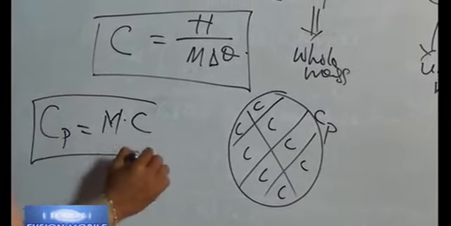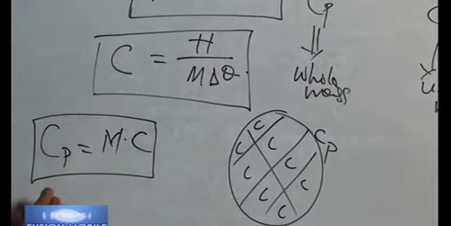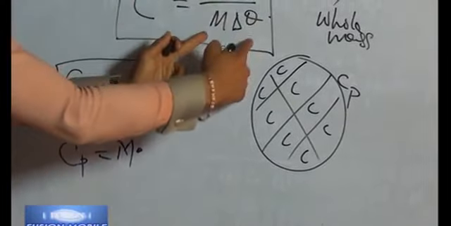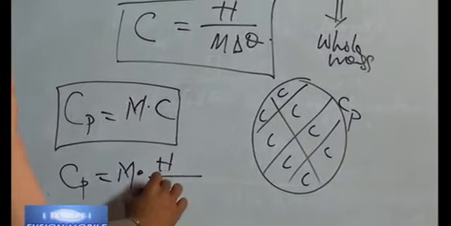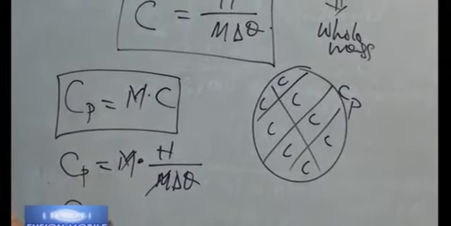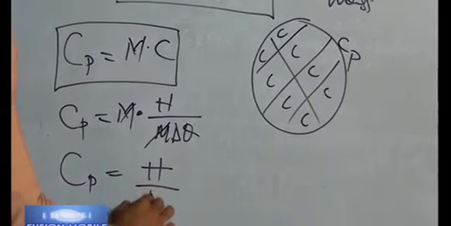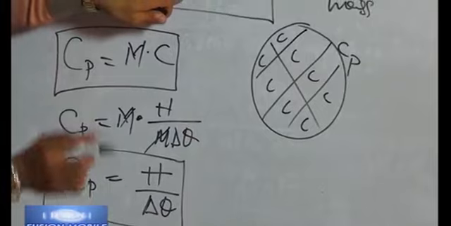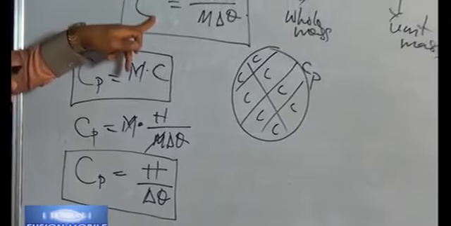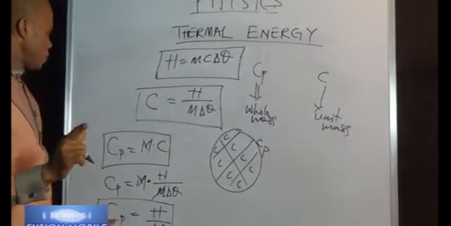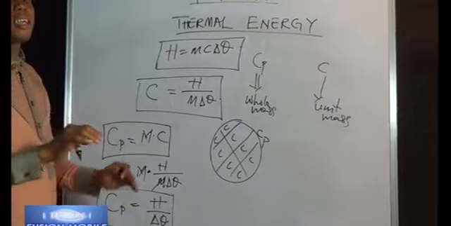Relating this formula to the previous one, we say that Cp is equal to m times C, and remember C is the whole of this. I can bring it down and say H all over m delta theta. The m will cancel with m. That means that Cp is equal to H all over delta theta. And this is the final answer for Cp. Please don't get confused about it. C is specific heat capacity, interested only in a unit mass, while Cp is heat capacity, interested in what?